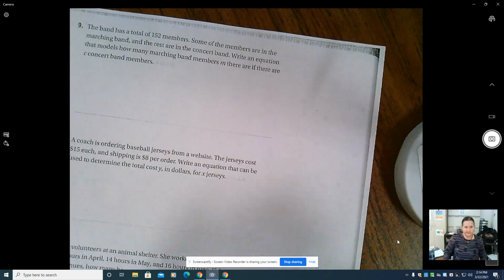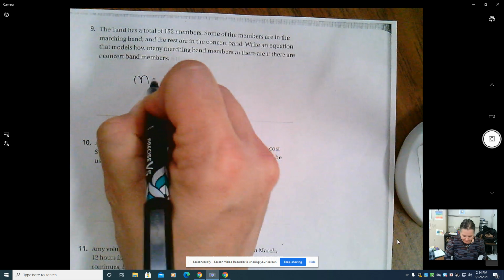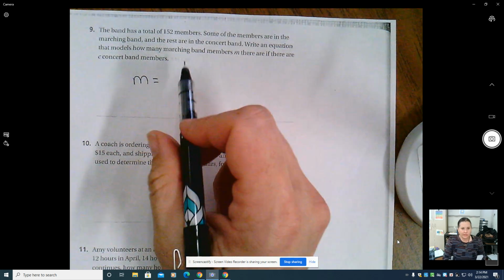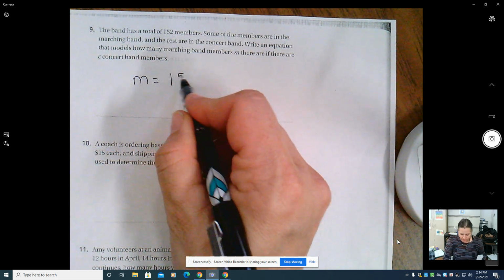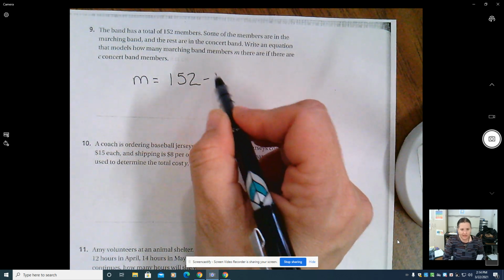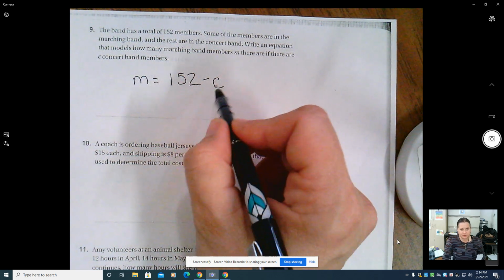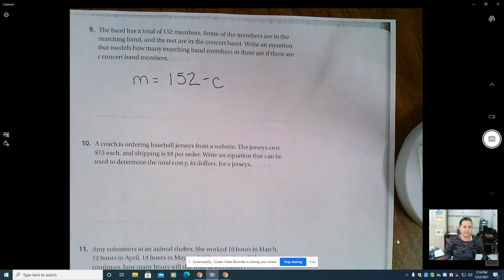All right, number 9. The band has a total of 152 members. Some of the members are in the marching band and the rest are in the concert band. Write an equation that models how many marching band members, M, there are if there are C concert band members. So we want to know the number of marching band members. And so we know that there's 152 altogether, and that there's C number of concert band members, C, 152 minus C will tell us how many marching band members.